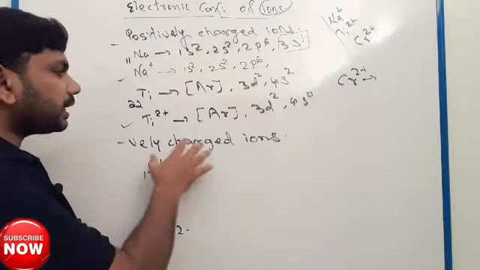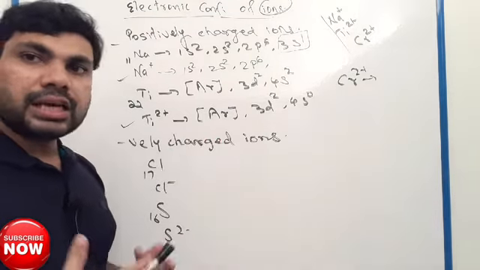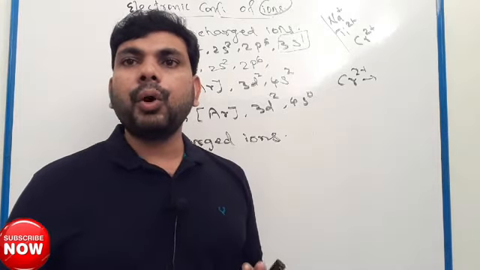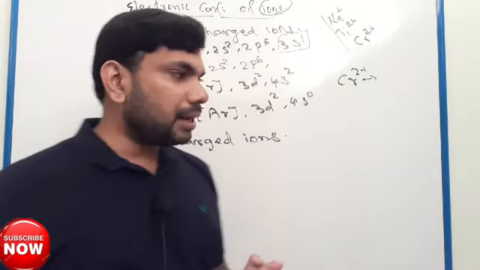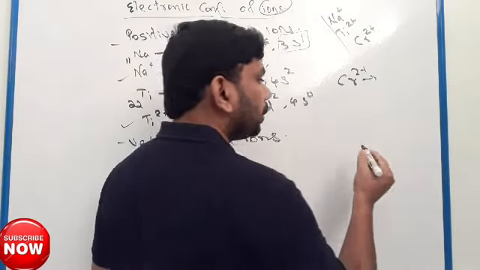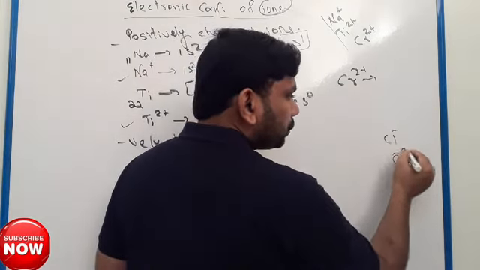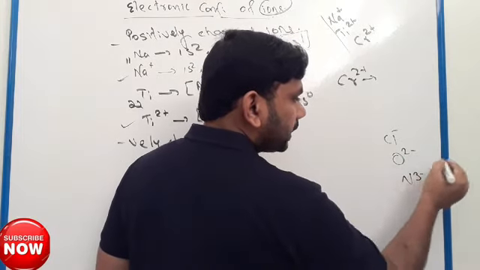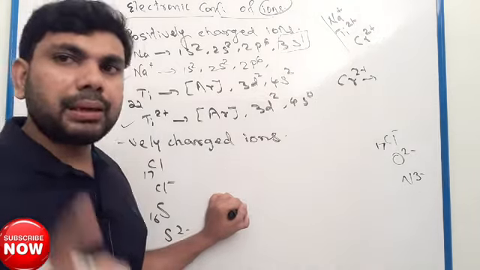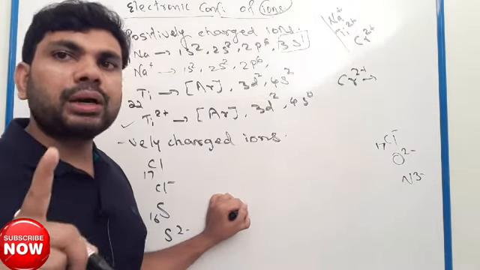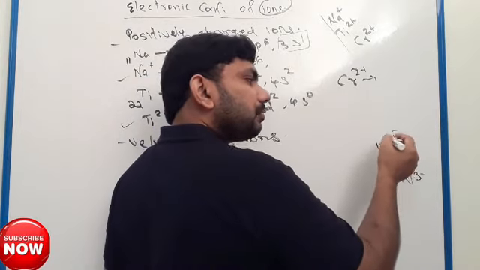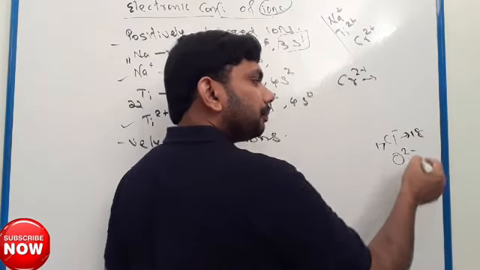Now see here, negatively charged ions mean the number of electrons is more. For example, Cl minus, O2 minus, N3 minus, etc. Chlorine atomic number 17. Cl minus means minus 1, which means 1 electron more. So Cl minus will have 18 electrons.